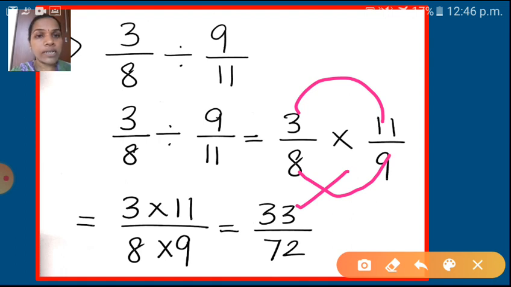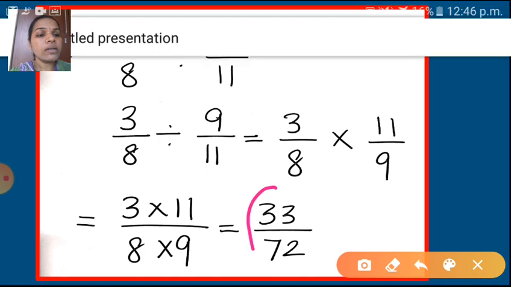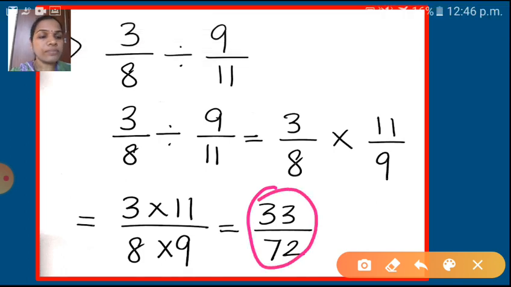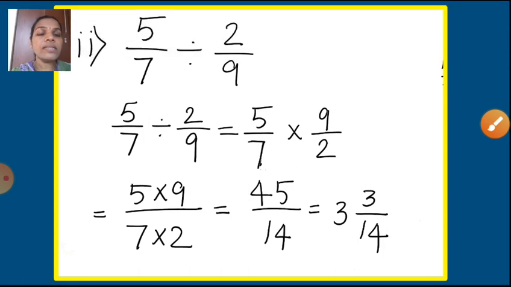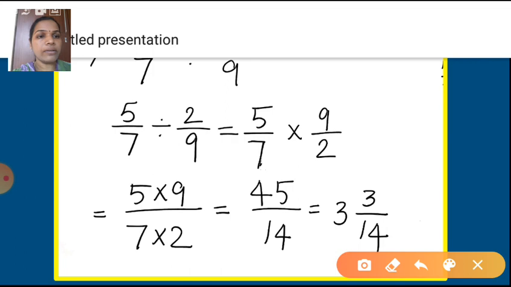Okay children, again and again I am telling you, if the final answer is an improper fraction, we have to convert it into a mixed number. But if you get a proper fraction, this is your final answer. Third question is 5 upon 7 divided by 2 upon 9.